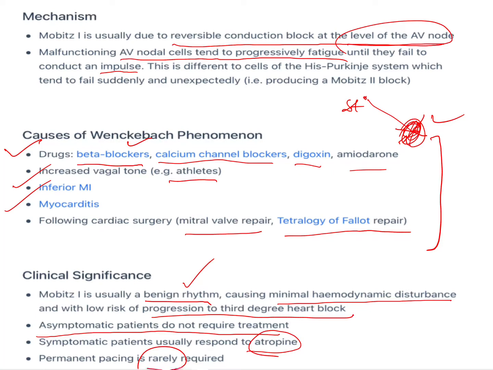This Mobitz type 1 heart block can progress to third degree heart block or complete heart block, but the risk is very low. Patients who are asymptomatic and exhibit this Mobitz type 1 heart block do not require treatment. However, symptomatic patients usually respond to atropine, and a permanent pacemaker is rarely required.